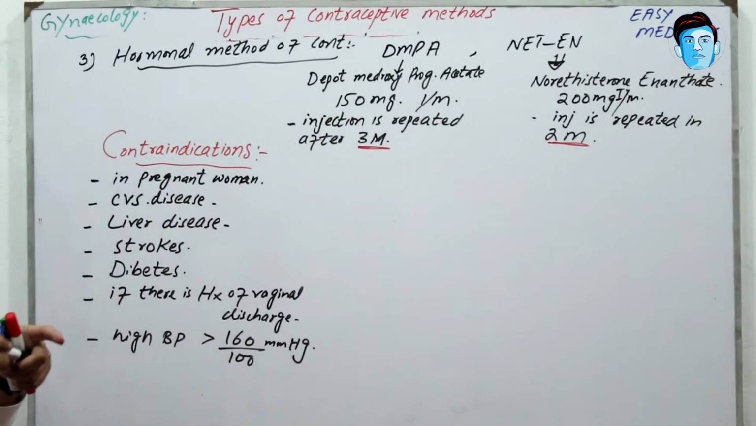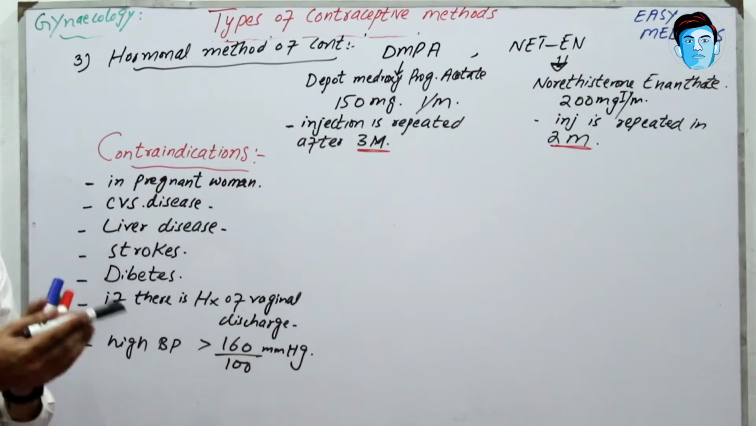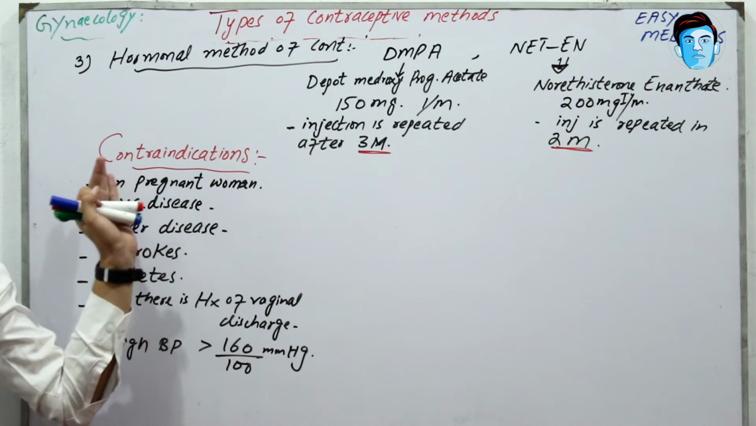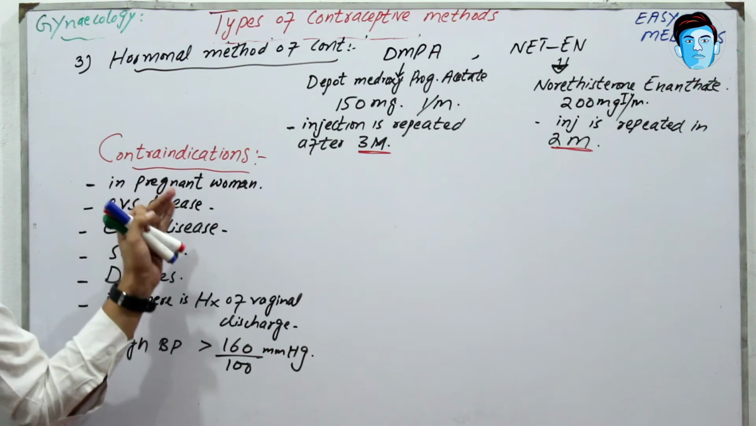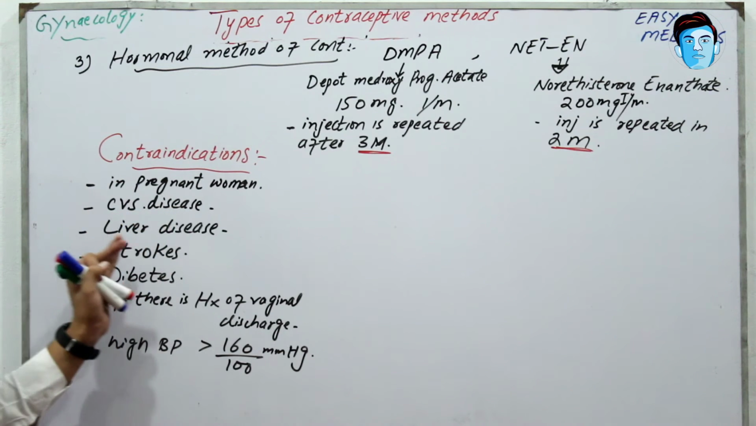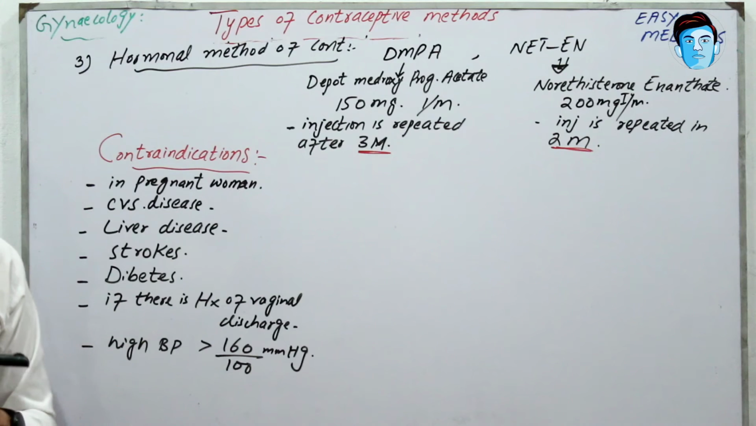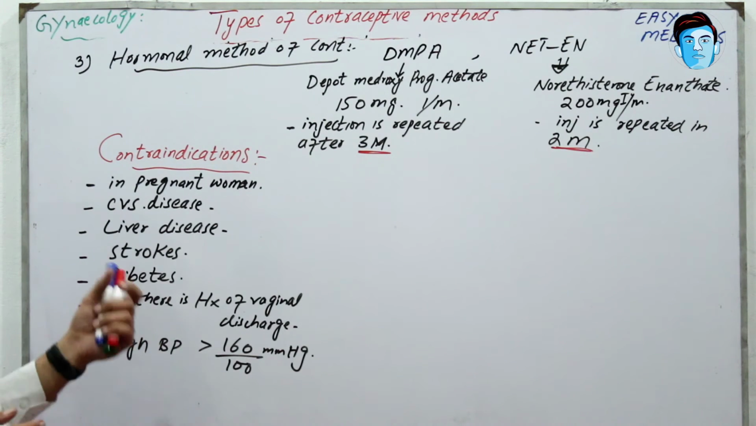There are a lot of contraindications of DMPA, but the main ones are: it is contraindicated in pregnant women, cardiovascular disease, liver disease, stroke, diabetes, history of vaginal discharge, and high BP.